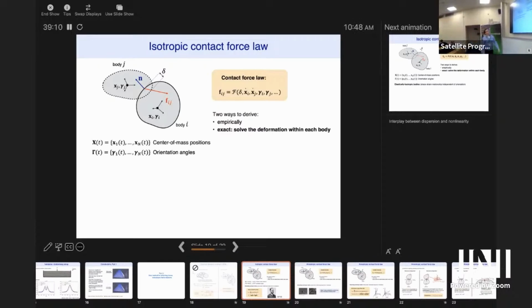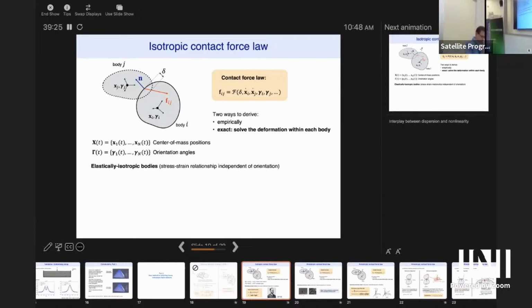Okay, so one way to do it is, hey, you can mesh the whole thing or analytically solve the elasticity problem within each grain. Okay, that's one way to do it. Or you could get some sort of an empirical force law. Now, if you consider how you do this, if the particles are made of an isotropic material. So isotropic here is just what the particles are made out of, not their shape. Okay, so they're made out of, I don't know, polycrystalline metal or something, right?